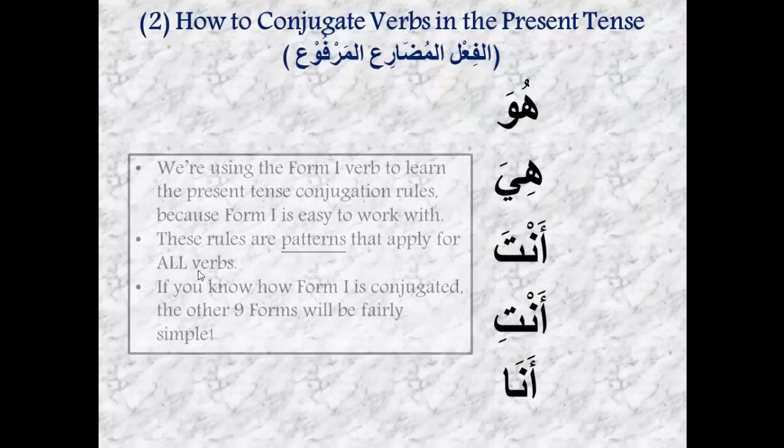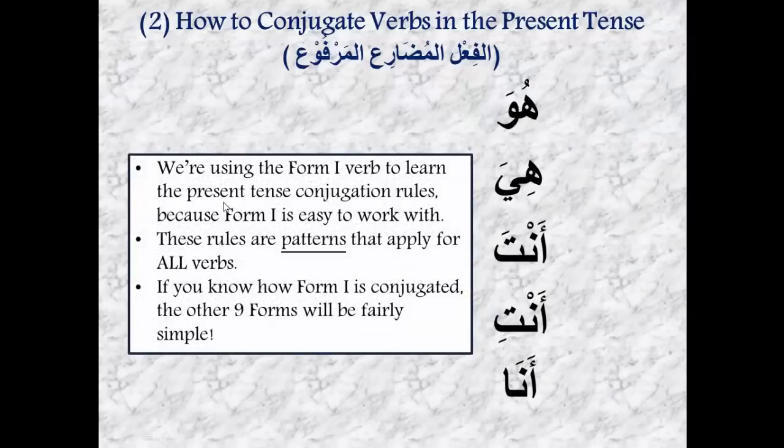Just like we did when we learned the past tense conjugation rules, we'll be using the form 1 verb to learn the present tense conjugation rules, because form 1 is very easy to work with. Now, do keep in mind that these rules are general patterns that apply for all verbs, not just form 1. But if you know how form 1 works, the other 9 forms will be fairly simple and straightforward. Just like with the past tense, we'll be using the basic verb fa'ala as the stencil, as the basic pattern on which we will apply our conjugation rules.